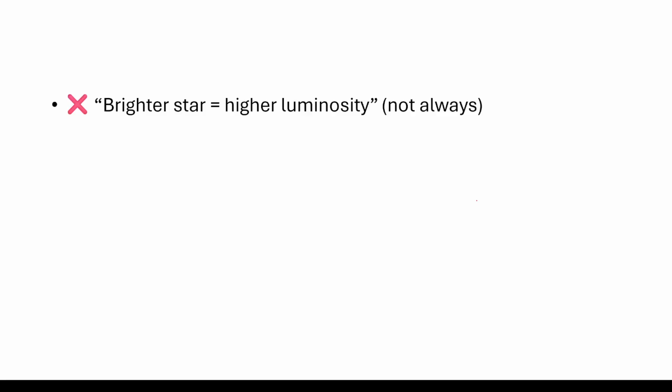Brighter star, higher luminosity? Not always. If you have a star which is closer to you and a bigger star which is farther away from you, so this is Earth, this is star A, and this is star B. Now, what the star emits is luminosity, but what we see is not luminosity. So if I say that star A is brighter, so it should have higher luminosity, no, I don't know that yet. So how do we know which star has higher luminosity?